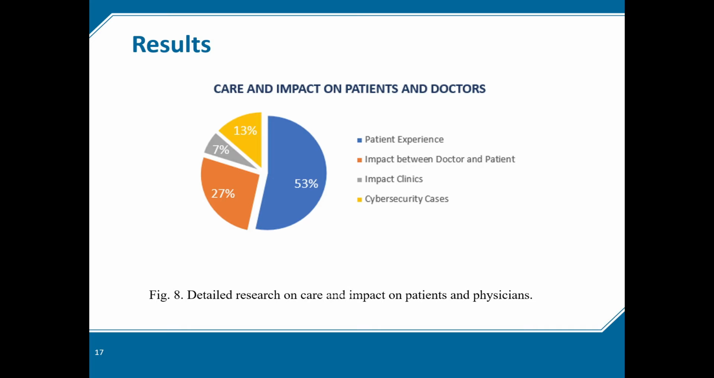In this section, we can see the graph corresponding to care and impact on patients and physicians. Within the articles collected in the category of care and impact on patients and physicians, 8 articles were obtained detailing the user's experience and opinion of these health technologies, 4 articles related to the impact of care between medical staff and patients, 2 articles on experience with cybersecurity problems, and 1 article referring to the impact on care in clinics, as can be seen in the graph.